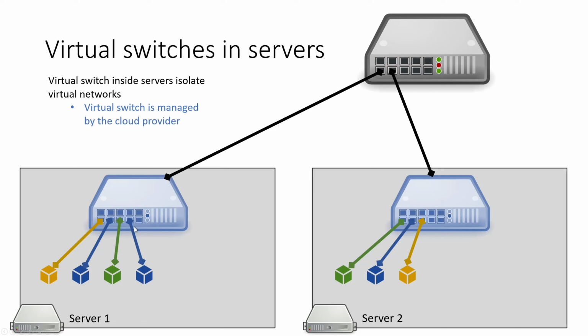So this virtual switch just does the same job as the hardware switch, but now also between the virtual machines within a server. And again, this virtual switch is managed by the operating system, which is managed by the cloud provider. So the cloud tenants have no control of what's going on in this virtual switch, just like with the hardware switch. So again, the cloud provider has control of where packets are going and can enforce isolation.